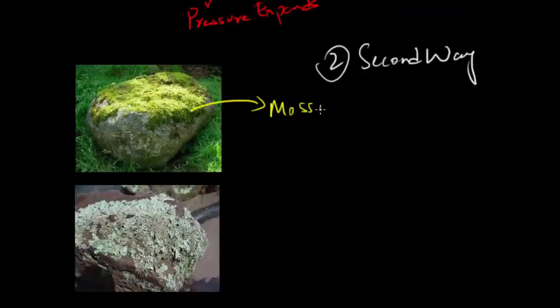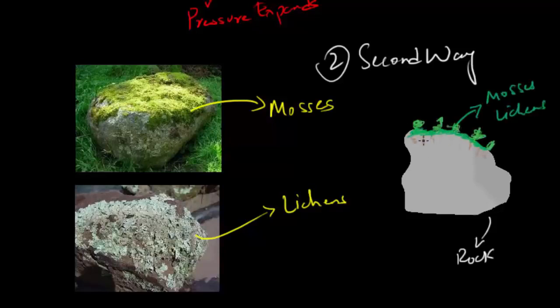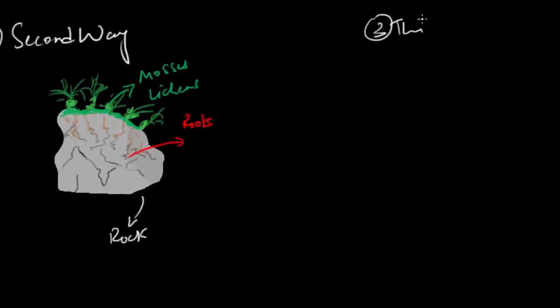Another way rocks crack is due to the actions of plants and animals. Some plants like mosses and lichens are capable of growing without soil on bare rock. While growing, their roots penetrate into the rocks by creating pores, and when mosses and lichens grow into grasses and ferns, they later grow into bushes and trees. This causes rocks to split apart as the roots force their way down through the rocks. The same mechanism is how water splits the rock.